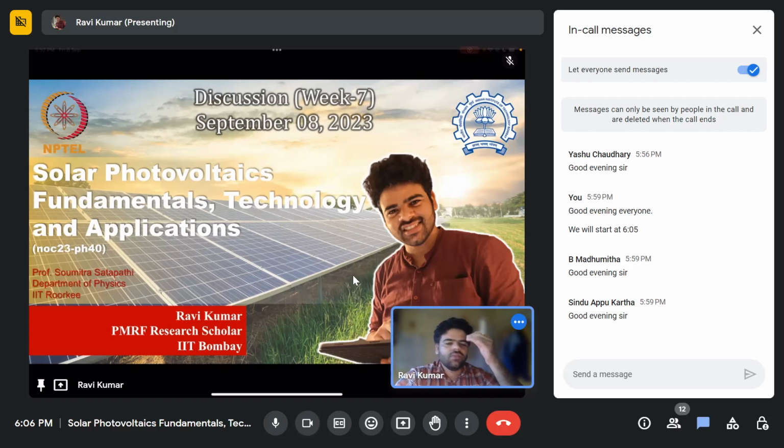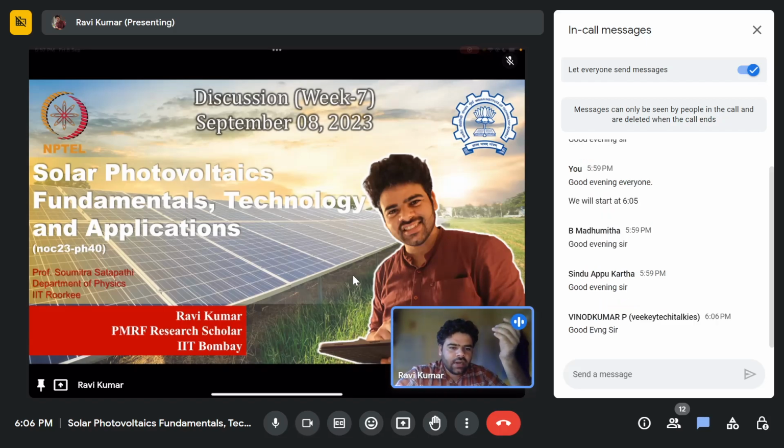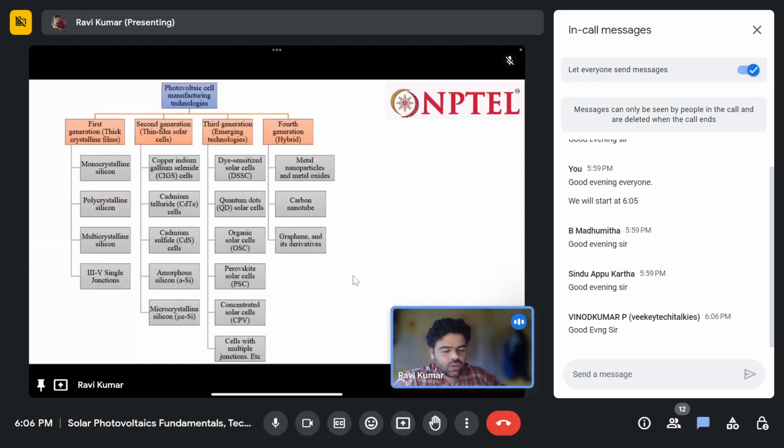So in this week, we have perovskite material: what are the advantages, what are the disadvantages? And then we have a tandem cell structure. As we have already seen, we have gone through the first generation and second generation. Now we are on the third generation, so we are focusing on the perovskite materials or perovskite solar cells.